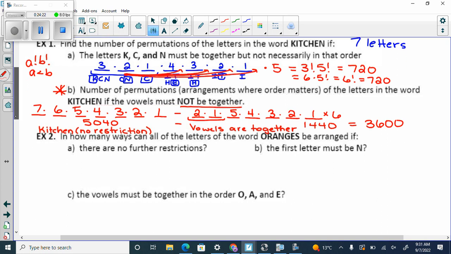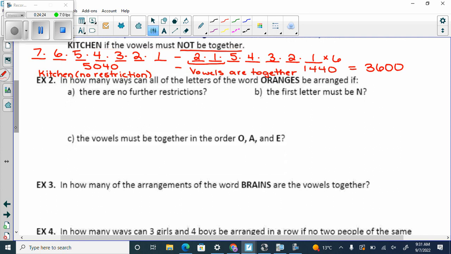All right. Now we have the word oranges. Does the word oranges have any doubling or tripling letters? Nope. So in how many ways can all of the letters in the word oranges be arranged?